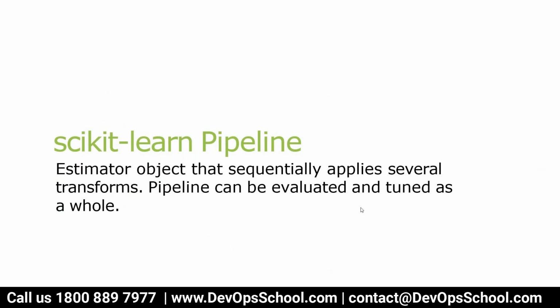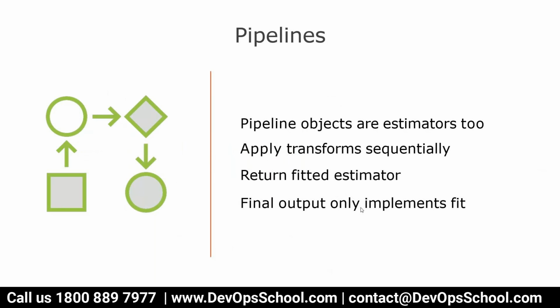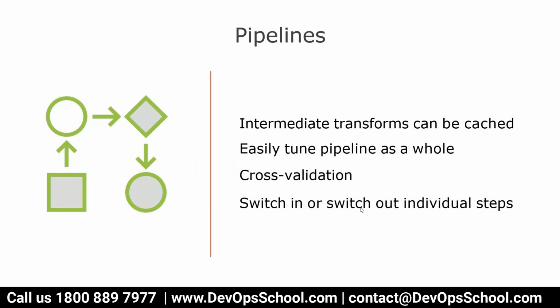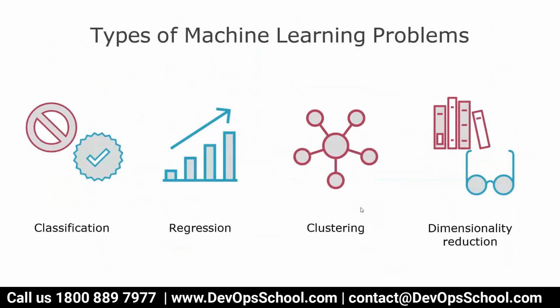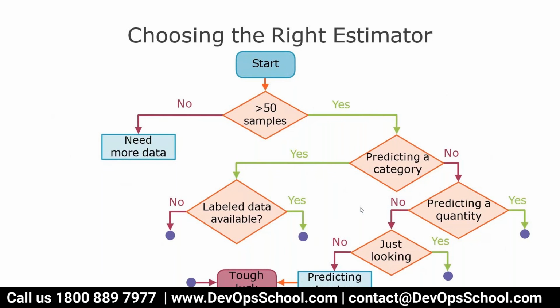The scikit-learn pipeline is an estimator object that sequentially applies several transforms. A pipeline can be evaluated and tuned as a whole. So pipeline also we have, but we'll use Kubeflow and MLOps MLflow for that. We will not use this one, so I'll just ignore it. This image we discussed already.